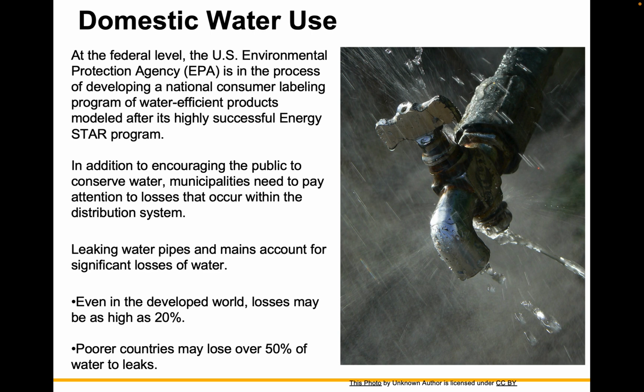Domestic water use. So at the federal level, the U.S. EPA is in the process of developing a national consumer label program of water-efficient products modeled after its highly successful Energy Star program. In addition to encouraging the public to conserve water, municipalities need to pay attention to losses that occur within the distribution system itself.